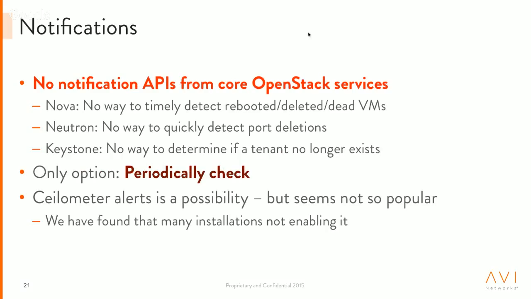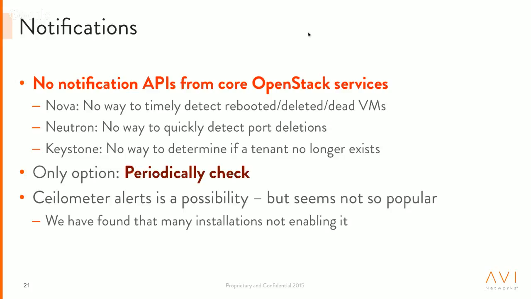The first thing that we had, as I was mentioning, was that there is no notification support in the API from core OpenStack services. So if I created a Nova VM, I won't know when it goes down or when something happens to it. Nova itself doesn't provide any notification service. Nothing like that is present in today's OpenStack. It's similar with Neutron, where there's no way to quickly detect if something happens to a port. And with Keystone, there is no way to determine if some tenant has disappeared.